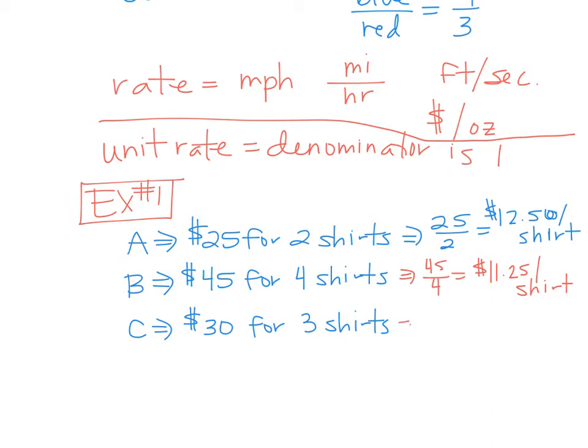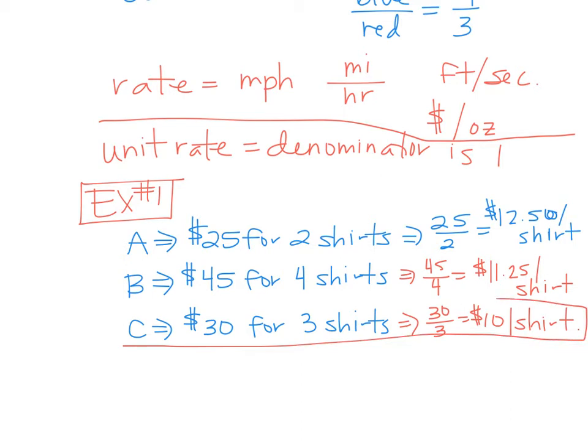Store C, you're going to do a unit rate again. So 30 divided by 3 is $10 per shirt. Okay, so if I said, where are you getting the best deal? You want to go store C, right? $10 is the cheapest of the 3, right? So you would want to go to store C if you want the best deal.